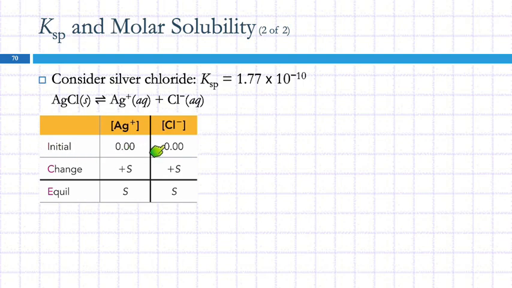Initially, we have 0 and 0. As 1 mole of this dissolves per liter, I'm going to get 1 mole per liter of silver ion and 1 mole per liter of chloride ion, right? So that's S, the molar solubility, moles per liter. So at equilibrium, the concentrations there are both S.